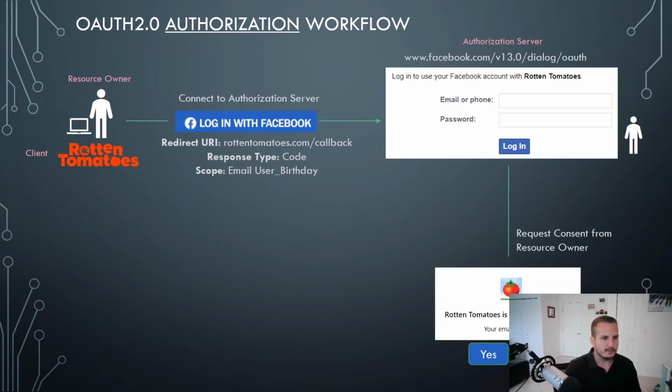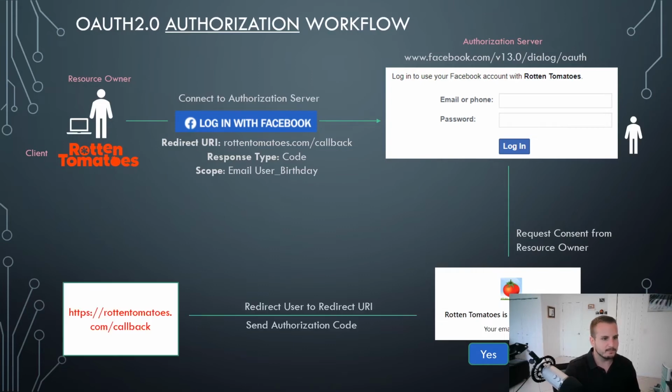So we're going to log in as a user. From there, the authorization server is going to request consent from the resource owner. So Rotten Tomatoes is asking for access to your email address. Either you would hit yes or you're going to decline that consent. From there, we're sent back to the redirect URI, and we're also sent an authorization code from the authorization server. So here we're now back on the Rotten Tomatoes homepage.